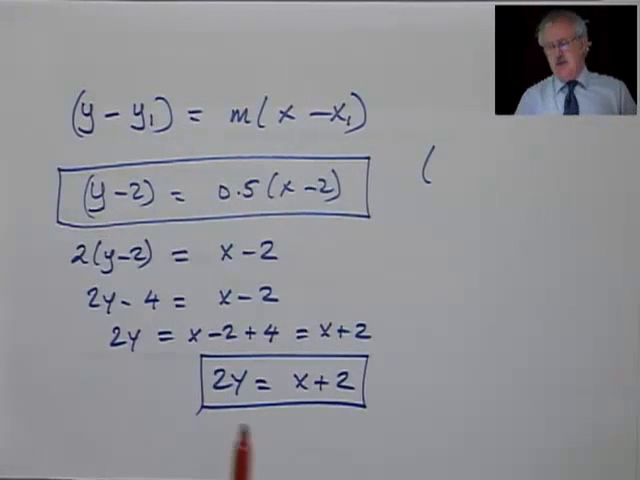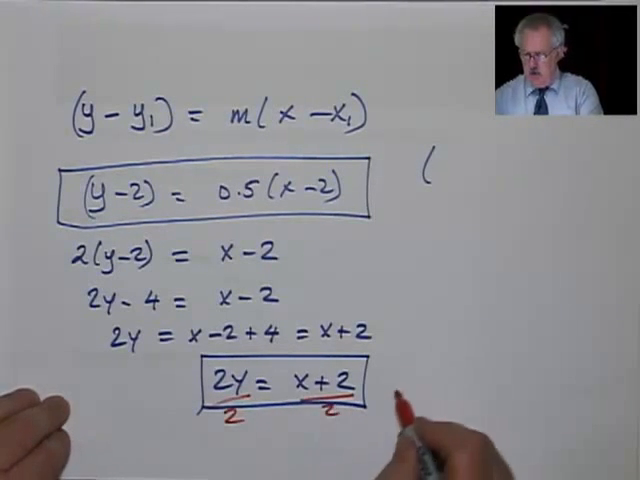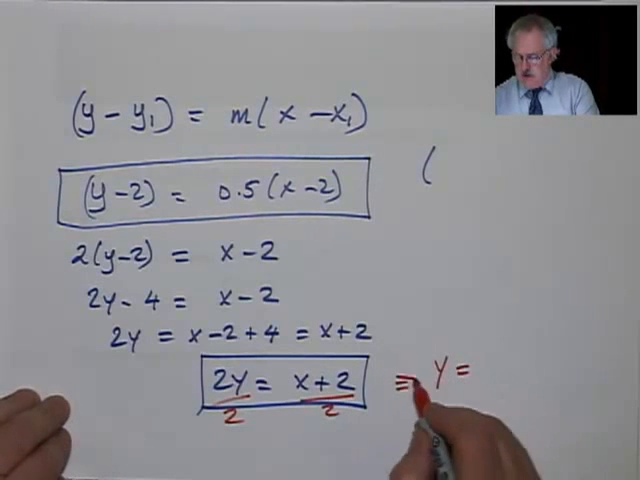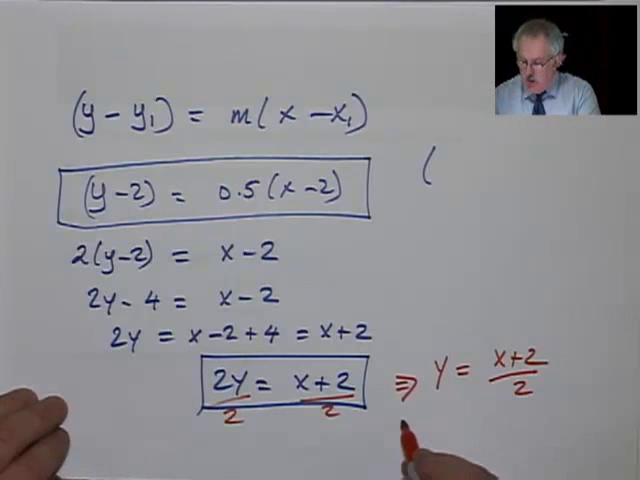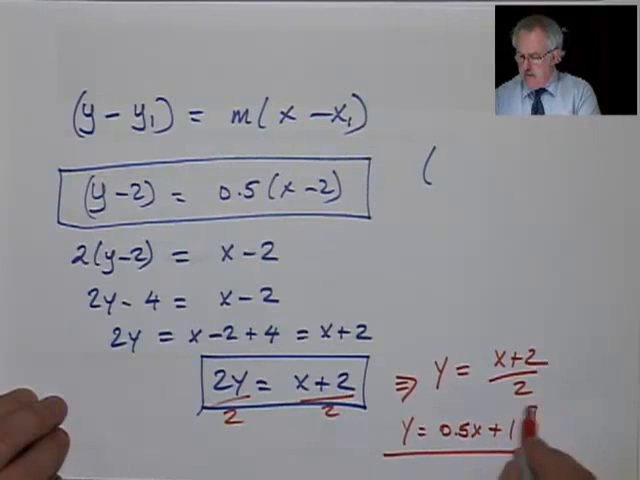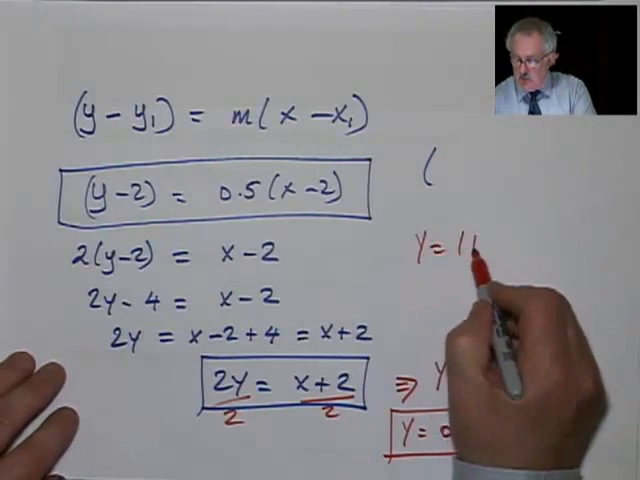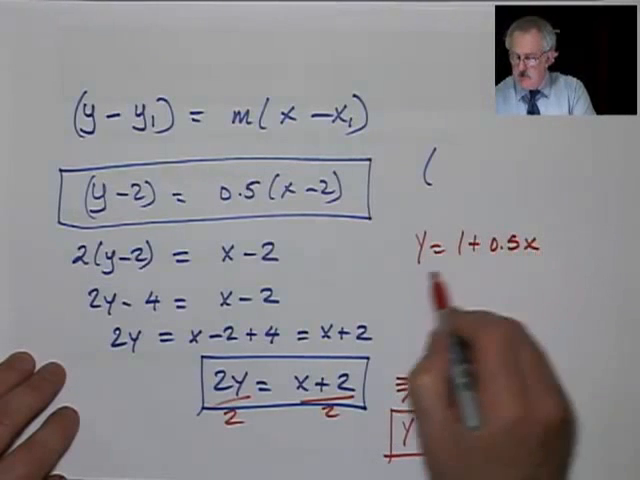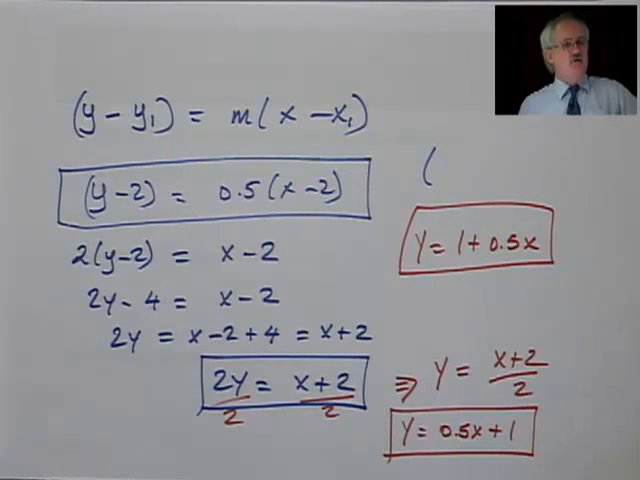But I really like it when the thing on the left-hand side is just a number on its own, or a variable on its own. I don't like the 2 there. So I divide it now by 2. And I'm going to get y is equal to x plus 2 over 2. Or maybe y is equal to 0.5x plus 1. Or maybe y is equal to 1 plus 0.5x. It doesn't really matter which way I do that. So I've got the equation.